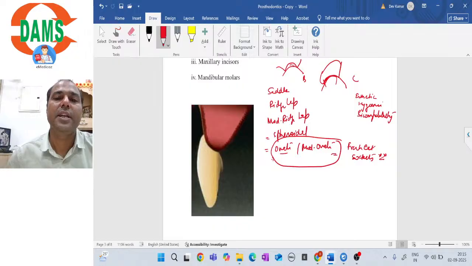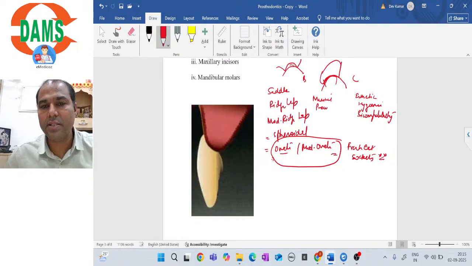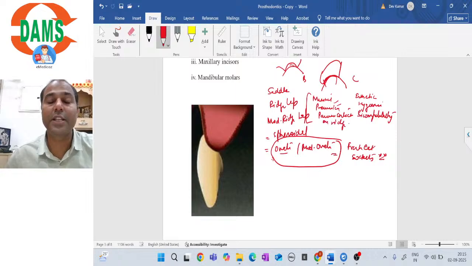Why? Because your pontic should have a minimal pressureless passive contact with the ridge, otherwise it may induce hyperplasia of the soft tissues. Passive contact, minimal pressureless passive contact on the ridge. There cannot be any blanching. Okay, so this was the saddle ridge lap.